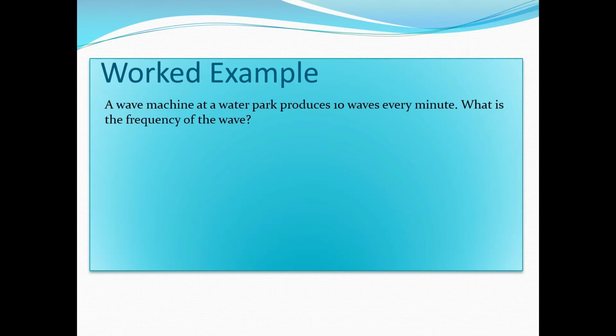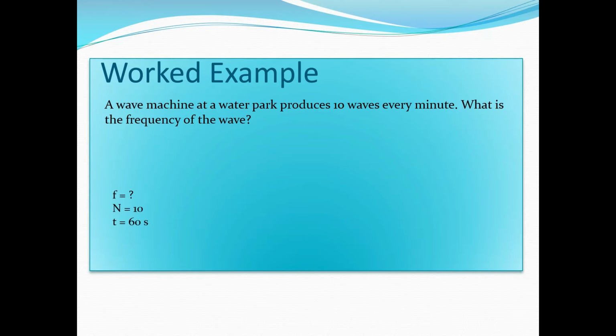It's always the best way to learn the equation. So a wave machine at a water park produces 10 waves every minute. What is the frequency of a wave? So that's basically asking you, if you were in this water park, how many of those waves would you see pass by you every single second?